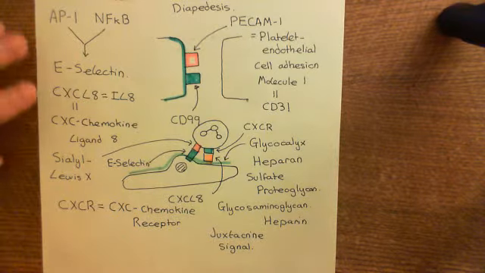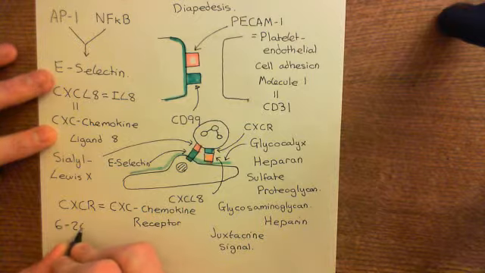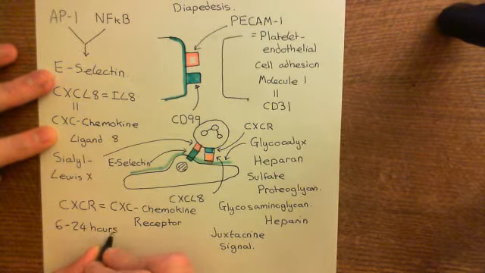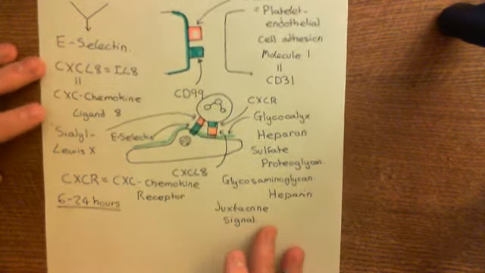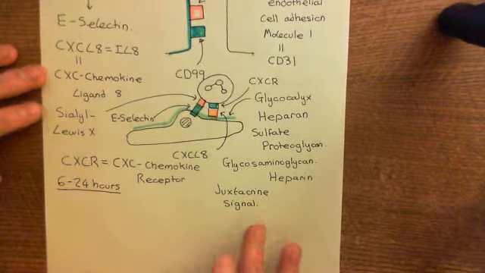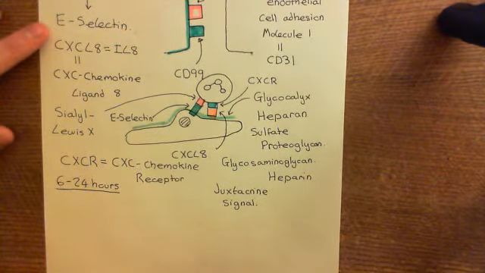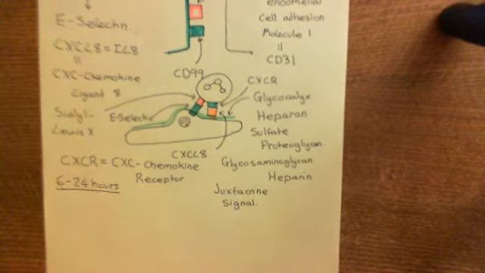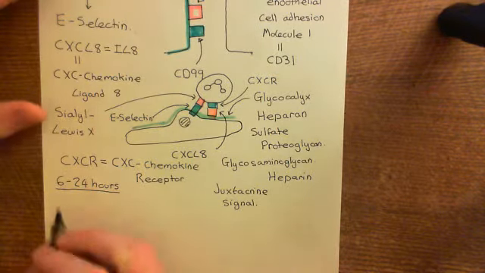However, after around 6 to 24 hours, what will happen is the gene expression will change. So the genes that type 2 activation is activating will change, and the most pronounced change that happens is that you stop producing E-selectin, and instead you start producing two proteins known as ICAM1 and VCAM1. Okay, so let's discuss these two then.